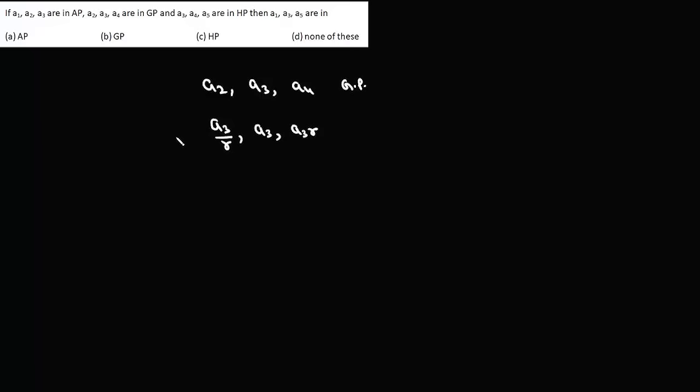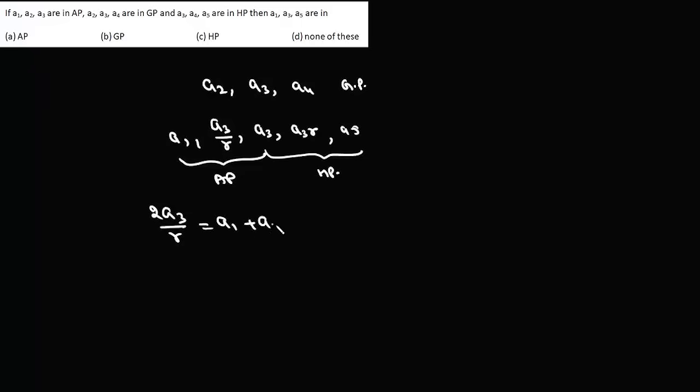Now it says A1, A2 and A3 are in AP, whereas A3, A4 and A5 are in HP. Now if they are in AP, then 2 times A3 by R is equal to A1 plus A3. So we'll get A1 as A3 into 2 by R minus 1, or it is A3 into (2 minus R) upon R, and this is our first result.